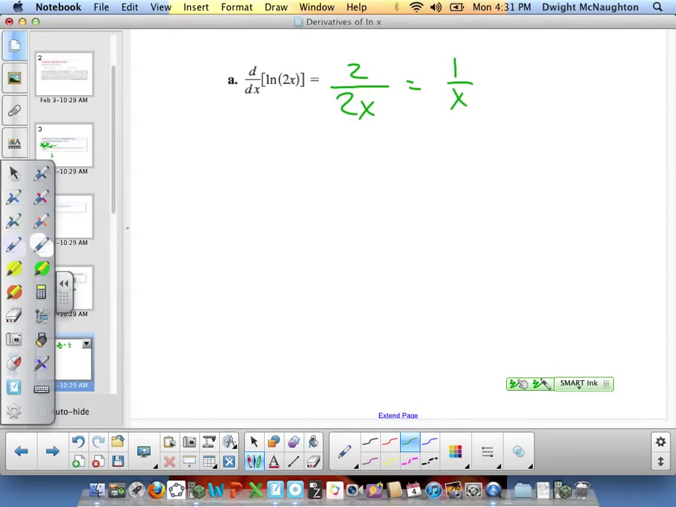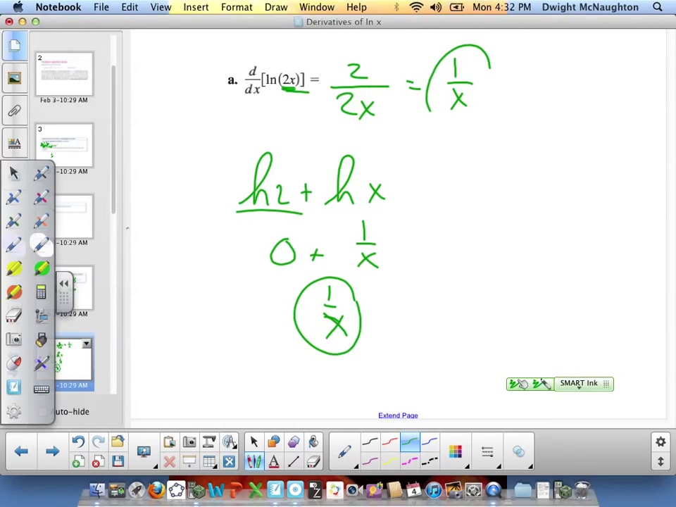Another way you can do it, which actually makes this problem maybe a little bit harder, not a whole lot, is we can apply our log properties to this. This is a multiplication inside a log. We can split that to the natural log of 2 plus the natural log of x. And natural log of 2 is a constant, so that ends up being 0. And the natural log of x, we already said, was 1 over x. So we can see, looking at this two different ways, both ways we get 1 over x. That's a good thing.